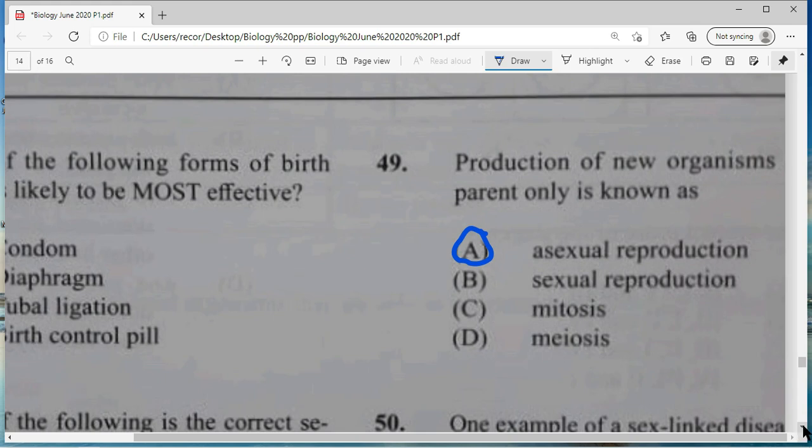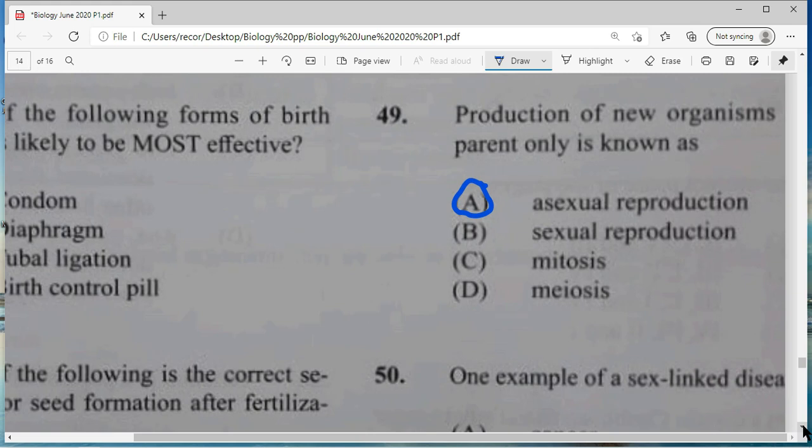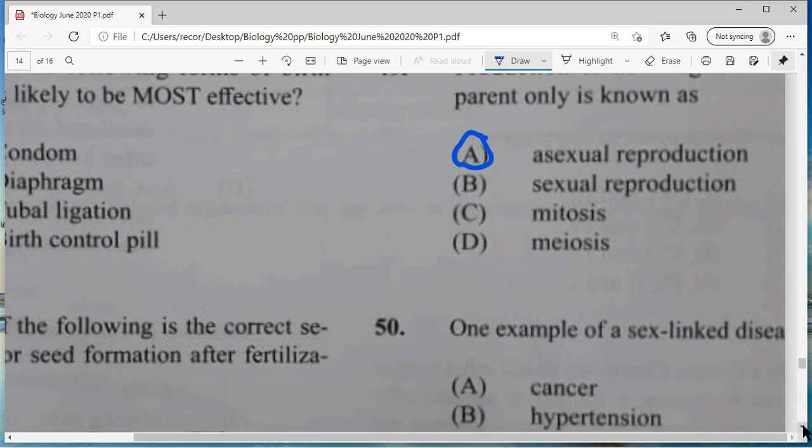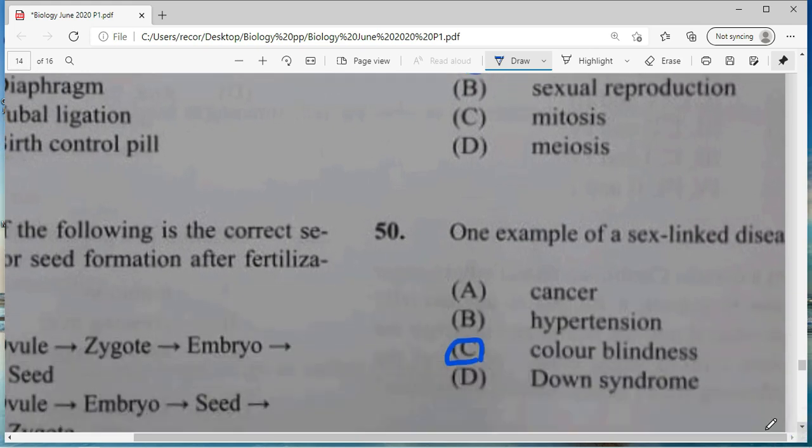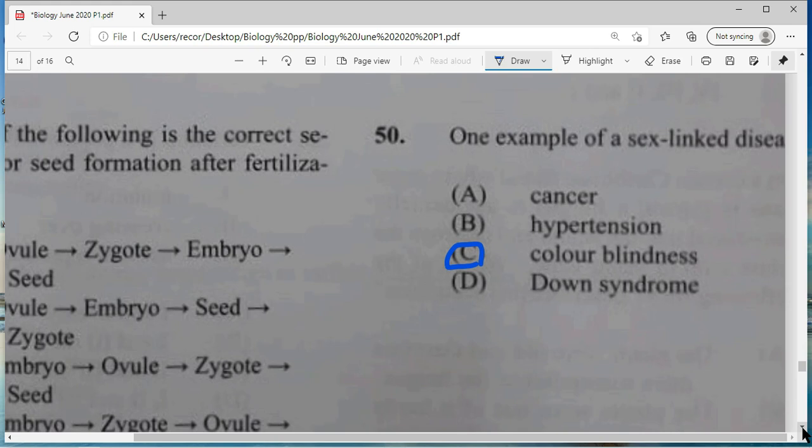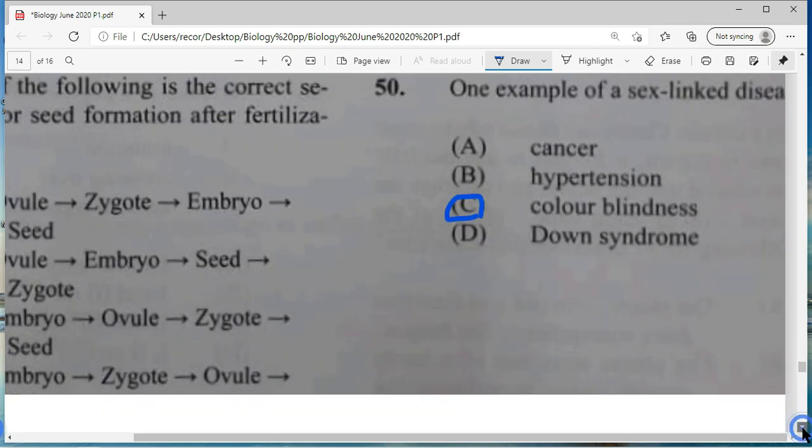And we make our way pretty much down to 51, example of a sex-linked disease. Cancer is going to be out, hypertension is going to be out, and of course C is going to be the most appropriate answer here, color blindness. And Down syndrome is pretty much an addition of a chromosome, so you really don't want that, for not 46 but 47 as it were the case for humans. So item 50, your answer here is going to be C.